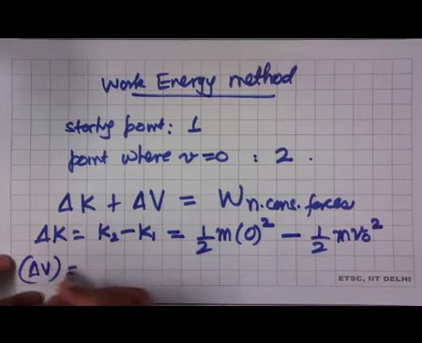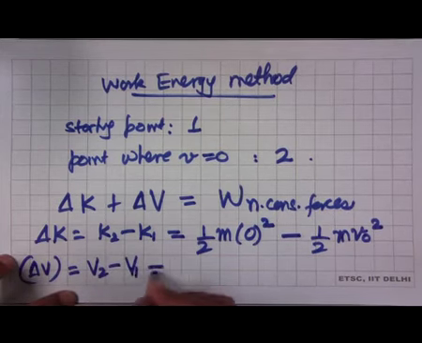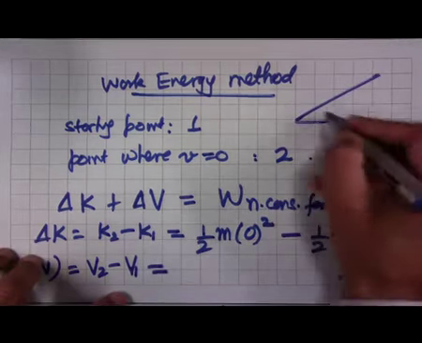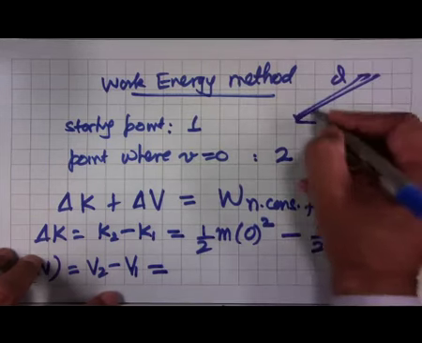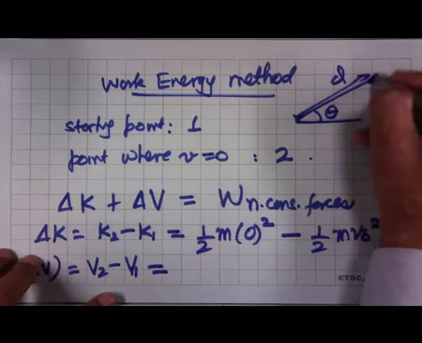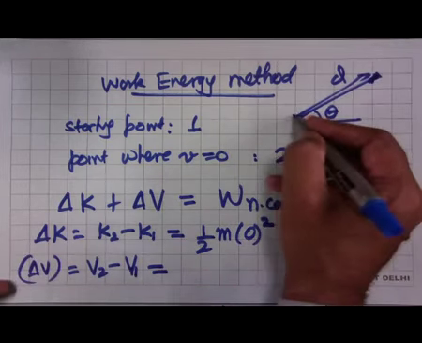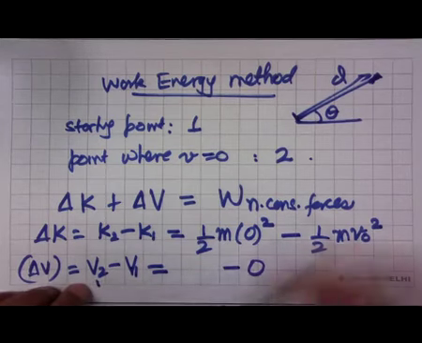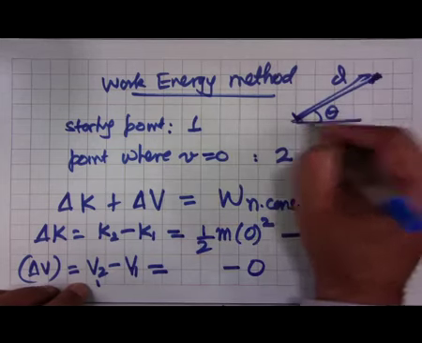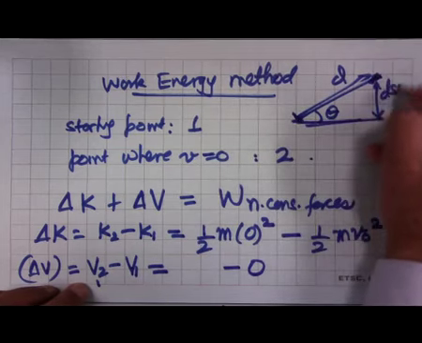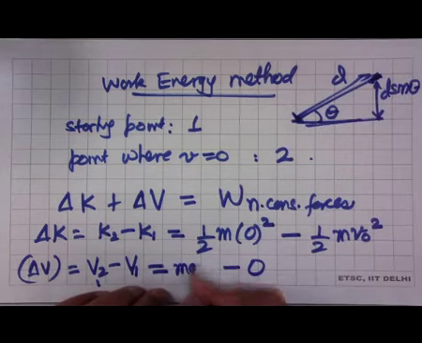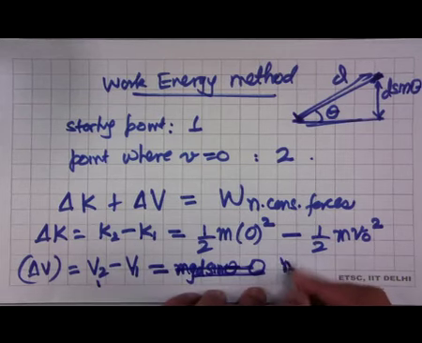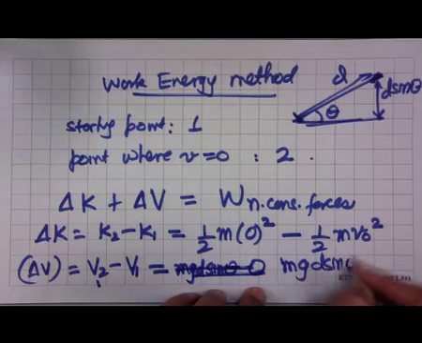Change in potential energy is equal to V2 minus V1. Let us take the highest position. So, this is the block, the distance it moves is d, and this angle is theta. Let us take the potential energy at the starting position to be 0. So, V1 we take as 0, and V2 will be the height of this point with respect to this. This height will be d sin theta. So, V2 will be equal to mg times d sin theta. So, V2 minus V1 is mg d sin theta minus 0.